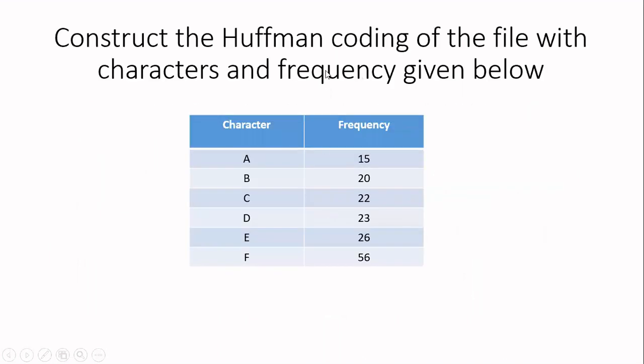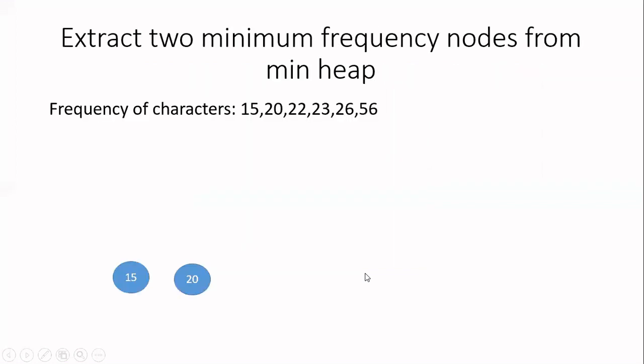Now let us see one example for this. I have a file with 6 different characters, A to F. I have counted the frequency of every character and it is listed here. If you want to proceed with the Huffman coding algorithm, you need the characters along with their frequencies. Now that is given to you. Let us proceed with the algorithm. The first step is to extract two minimum frequency nodes from the min heap.